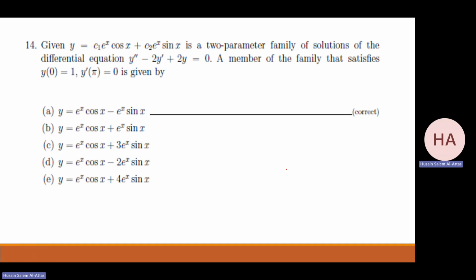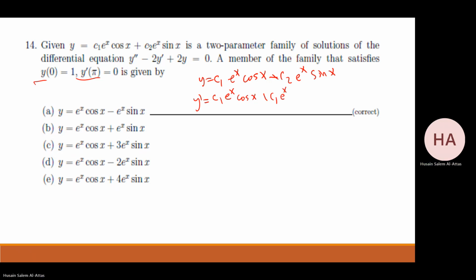Given this is a 2-parameter family of solutions, a member of the family that satisfies these conditions is given by what? Now I have these conditions. So this is y. I need y prime. This is a product of two functions: e^x cosine x plus C1 e^x times minus sine x, because the derivative of cosine is minus sine x. Now it comes to C2: I have C2 e^x sine x plus C2 e^x cosine x.